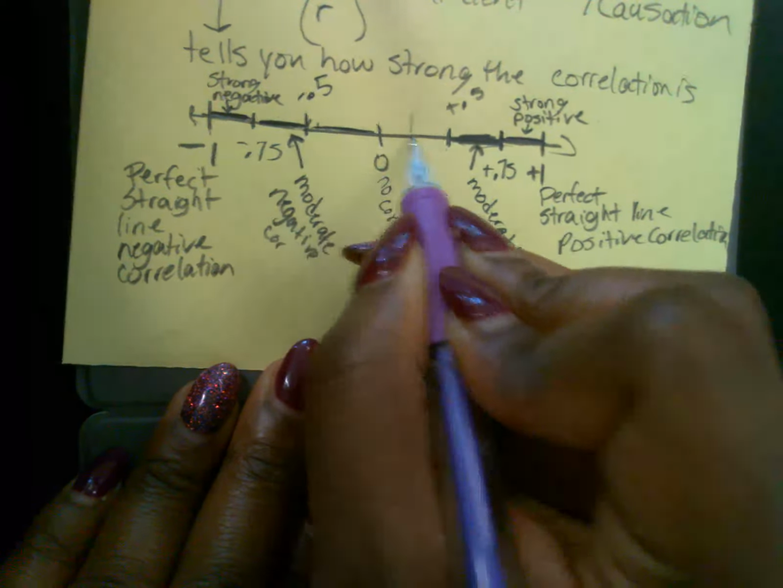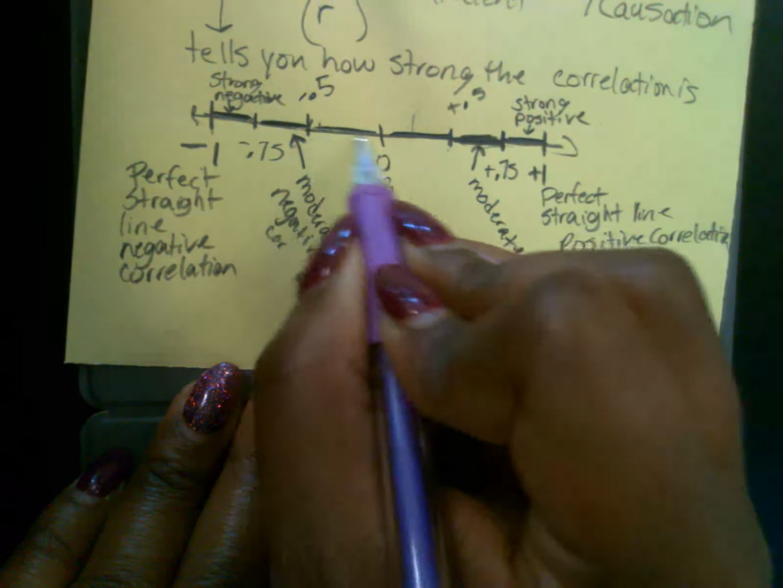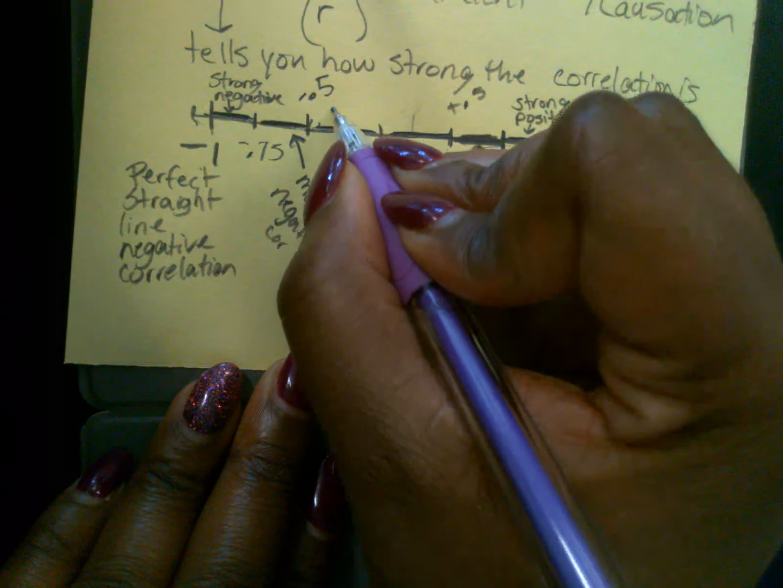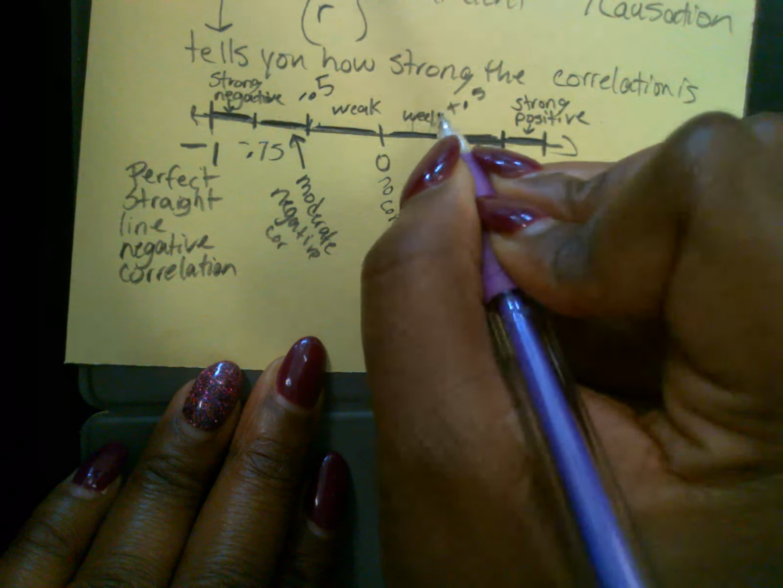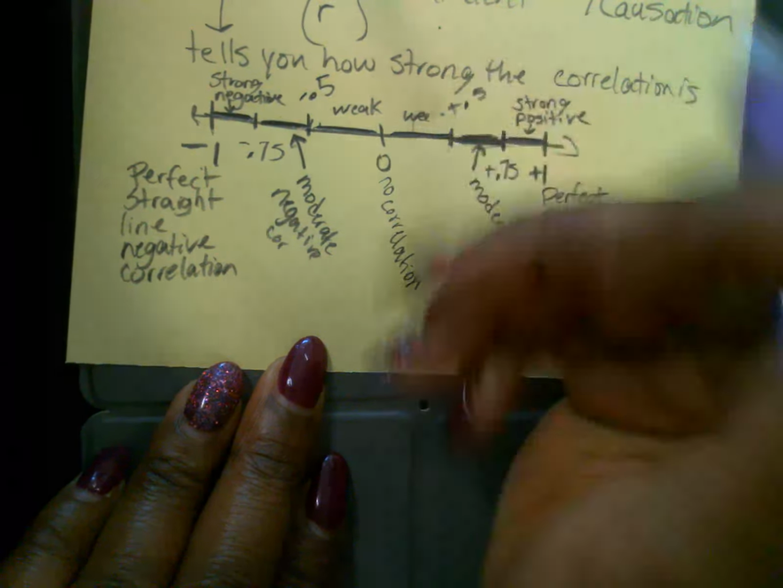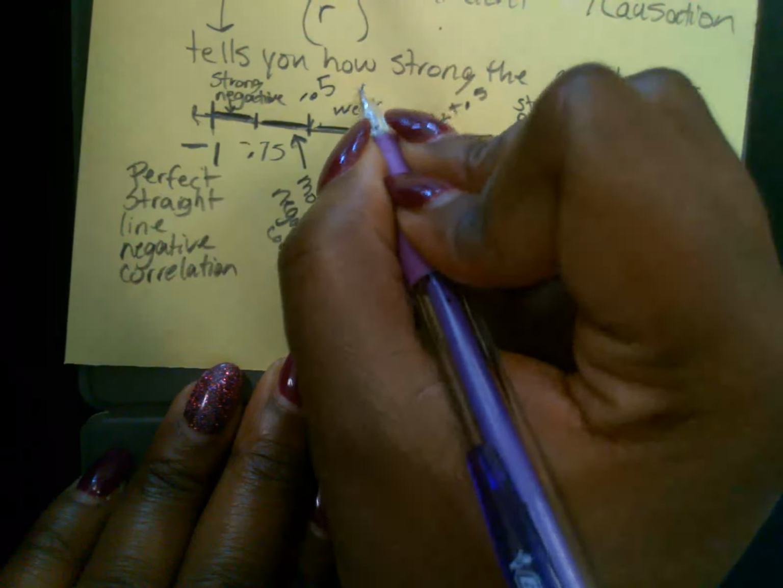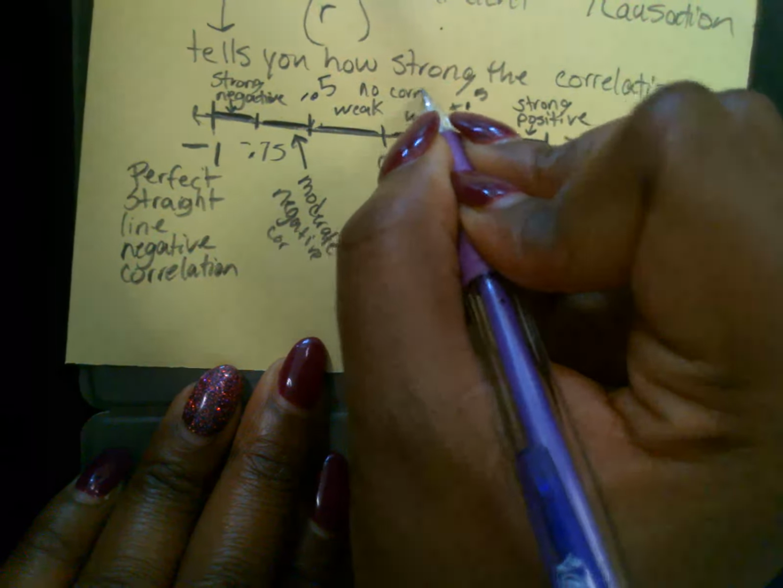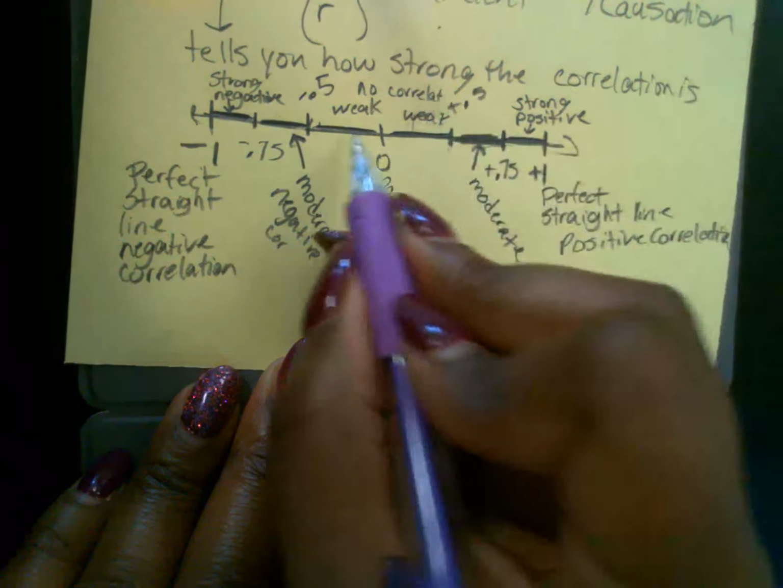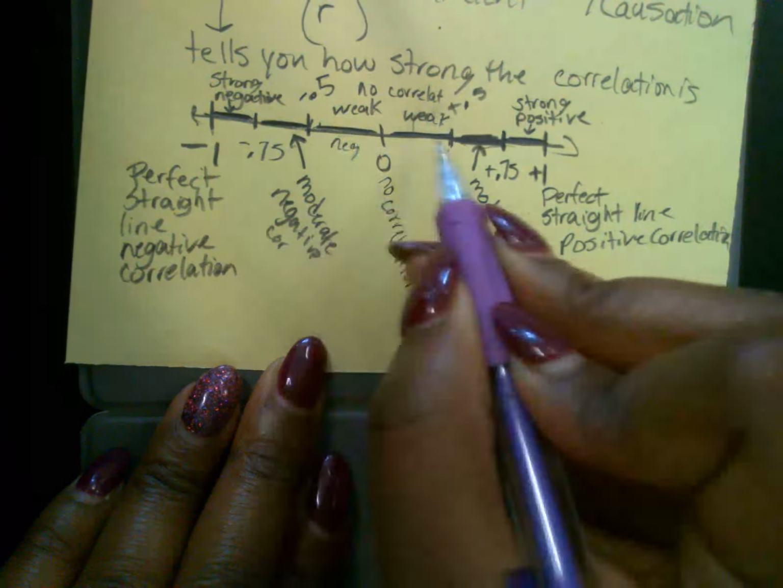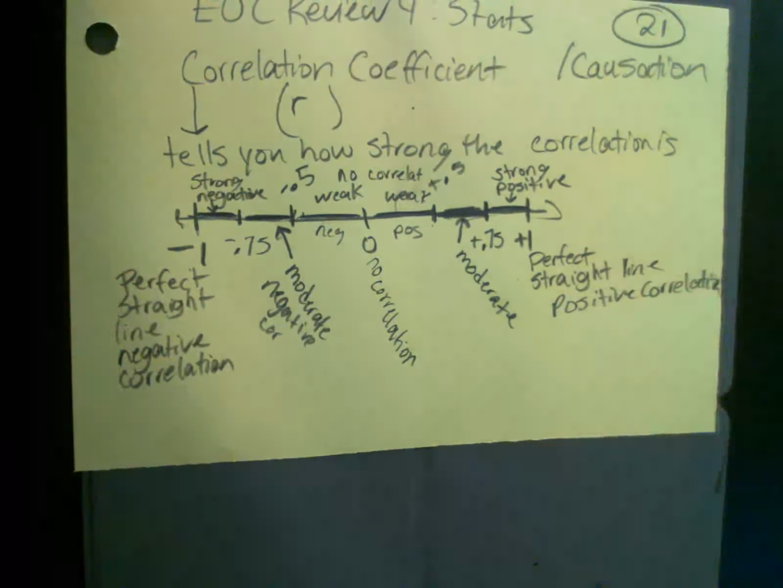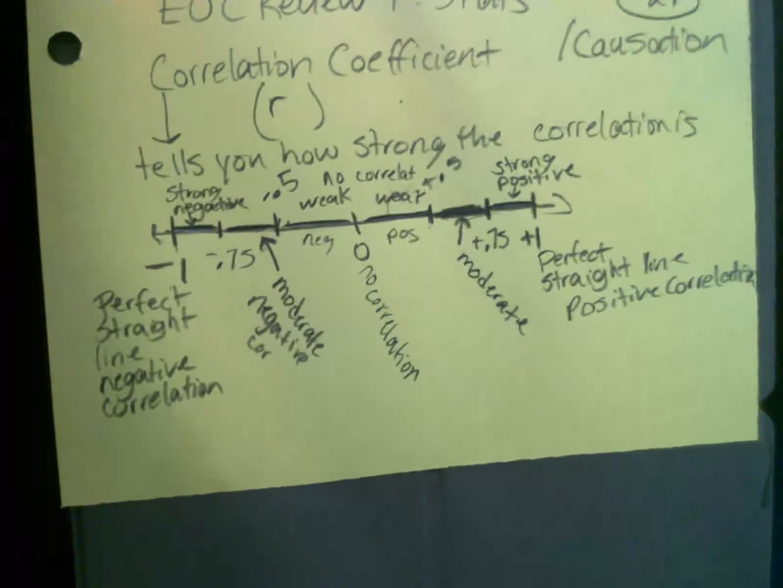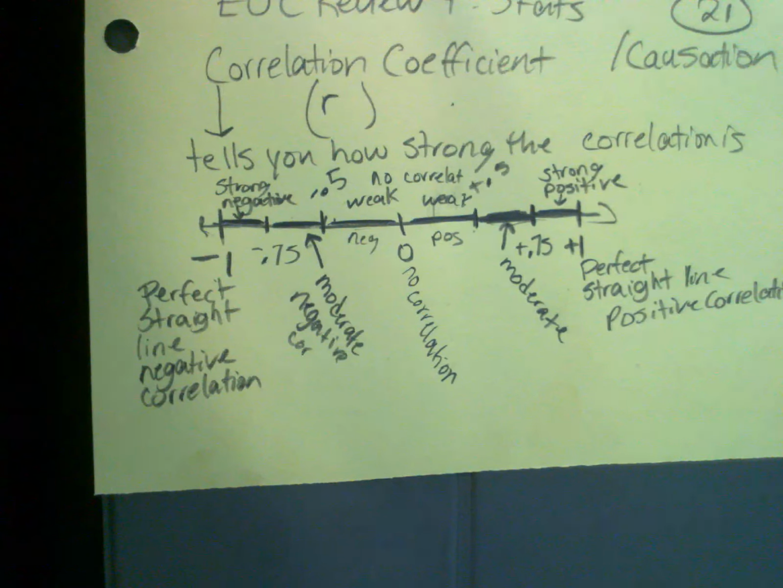All of this in here is no correlation. Okay, this is weak to no correlation. If it's weak, it's no correlation. This side is negative, this side is positive. Slide this down just a little bit. And pause for the cause. I see people writing.